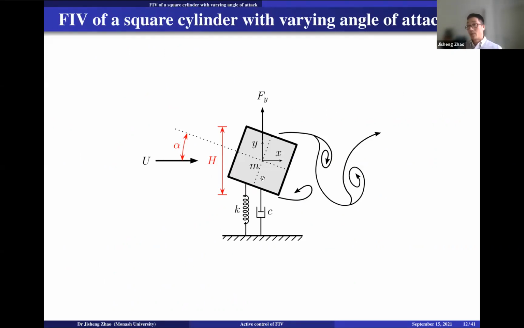So to show you a little bit more about the square cylinder case, during my PhD study I was looking at the FIV of a square cylinder with low mass ratio, but I varied the angle of attack, okay, because it's reasonable, right? In engineering, in wind flow or even in current, if it is a structure, the flow might come in any direction. So here I vary the angle of attack, say alpha.